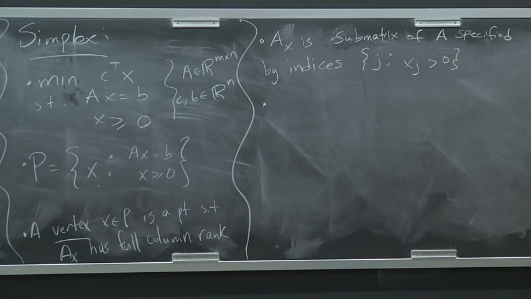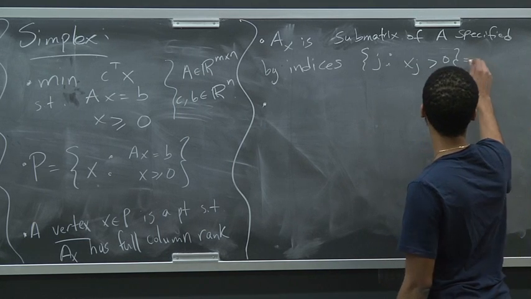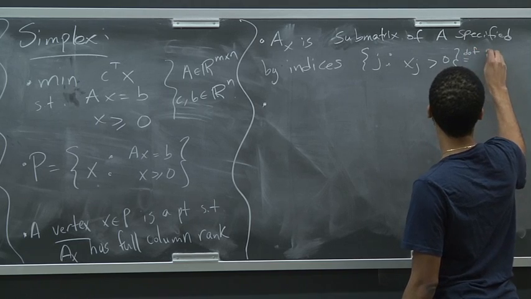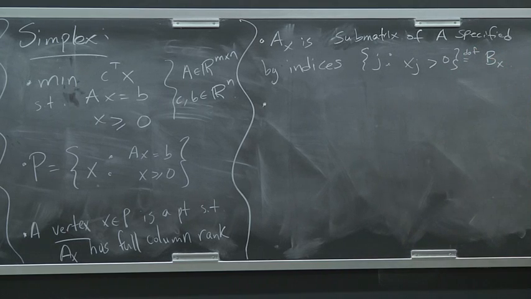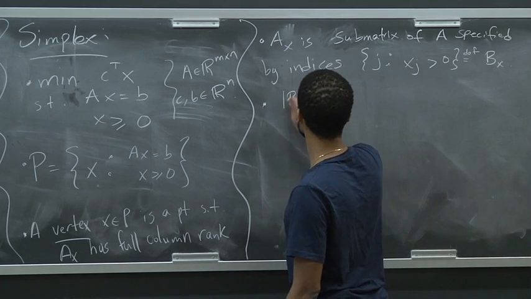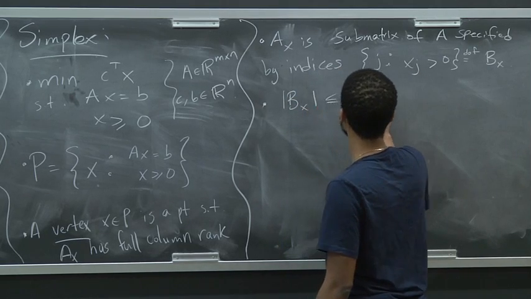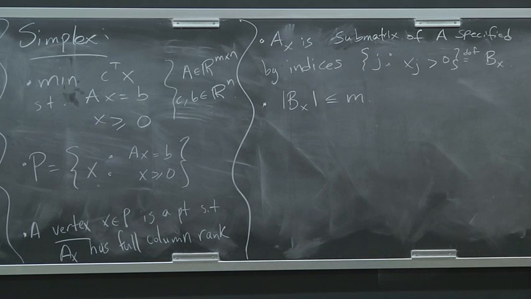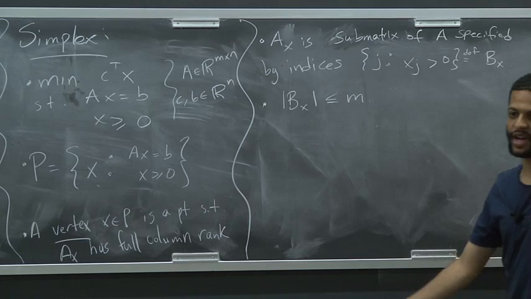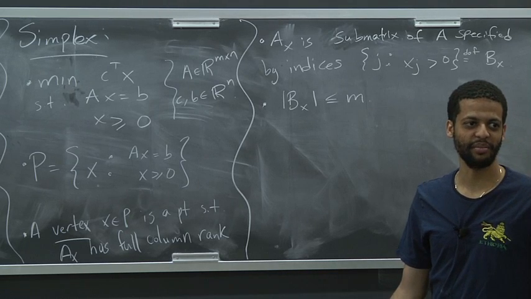Okay. So this already tells us that, and let me define this to be B_x, the basis for x. That's what we called it last time. This implies that B_x has size at most m, right? Because column rank equals row rank, and the row rank is definitely at most m.